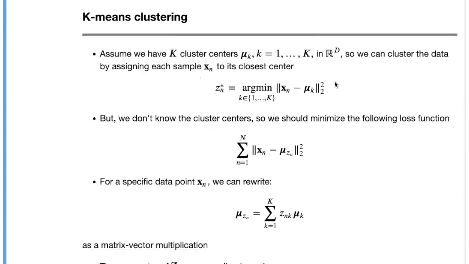And the idea is very simple. If we have these cluster representatives, which we show using μ_k, and a bunch of data points x_n, where the small n is the index for the sample number.